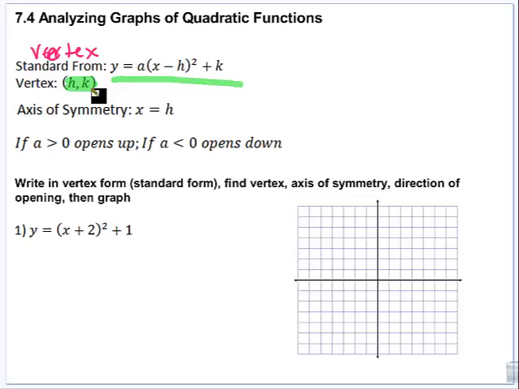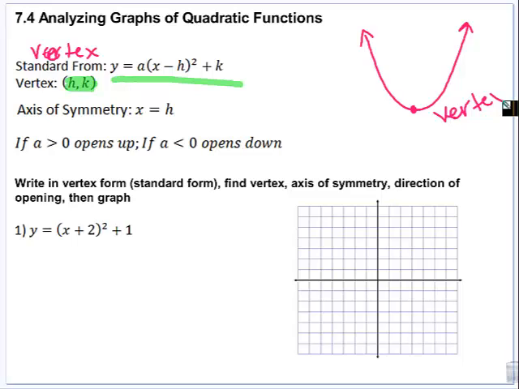Well, what is a vertex? What does that mean? If this is what a quadratic looks like graphed, where would it be? This right here would be our vertex. Okay, so that would be our vertex.